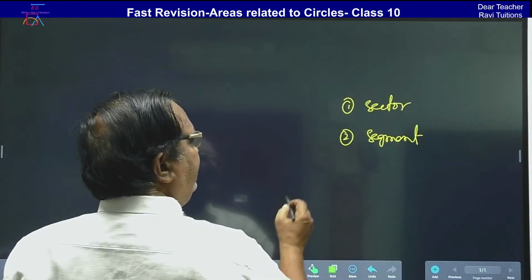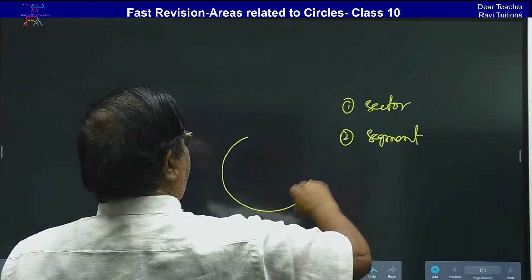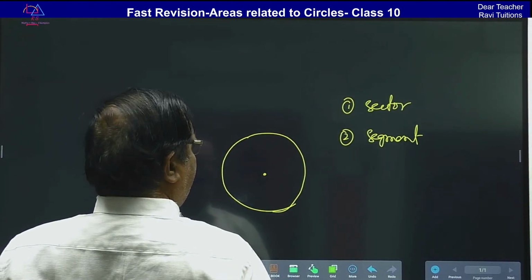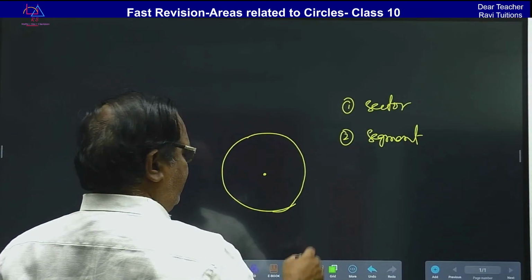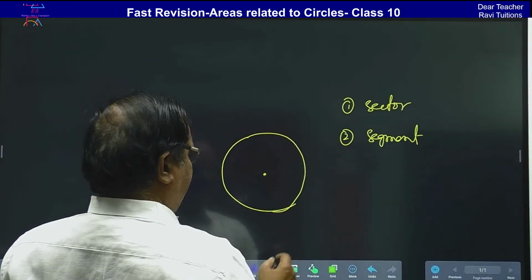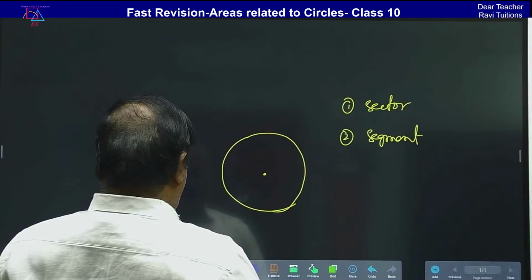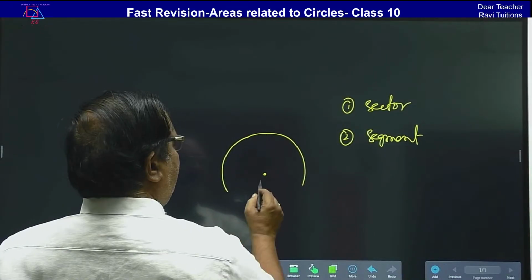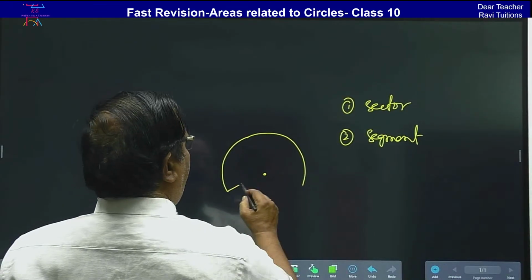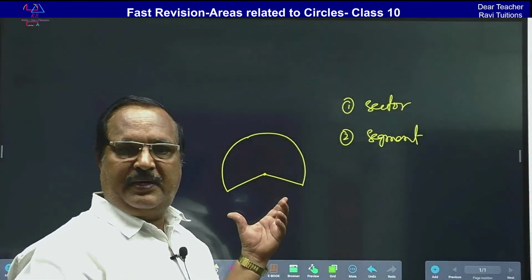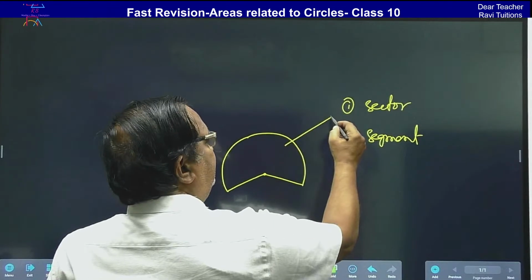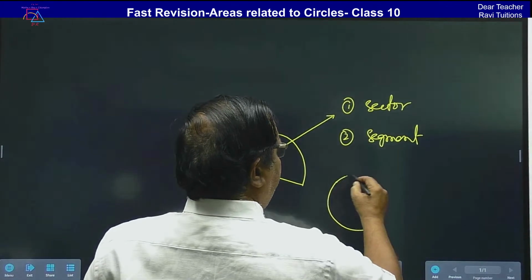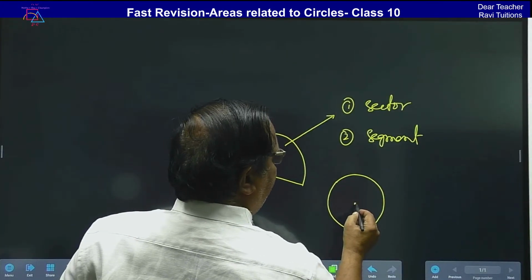Let me tell you what a sector is first. A sector is a part of the circle. So this is a circle. I am removing this part. Then what happened? You will be getting only this part of the circle, and this part is known as a sector.